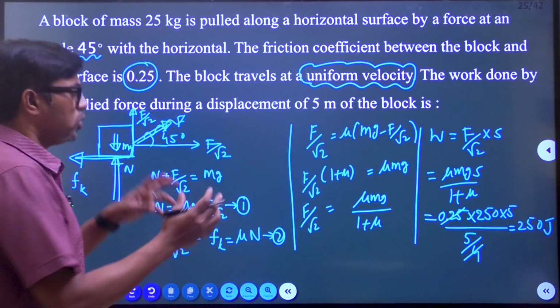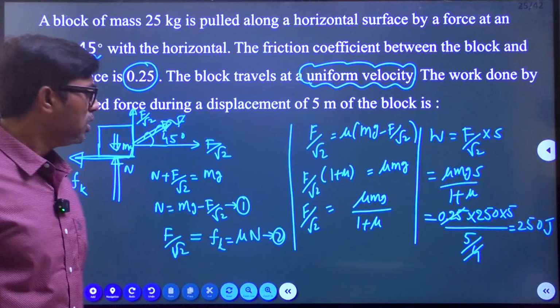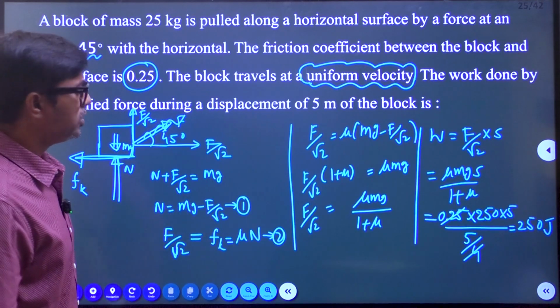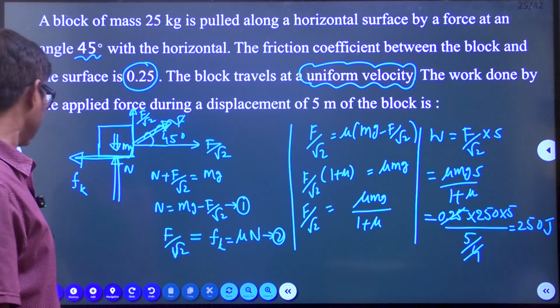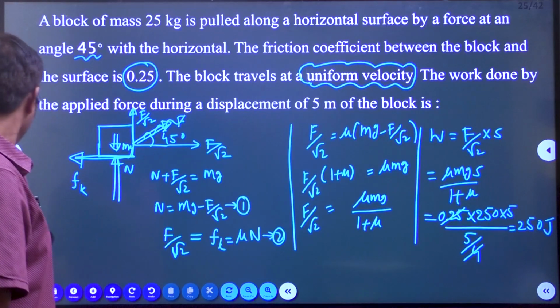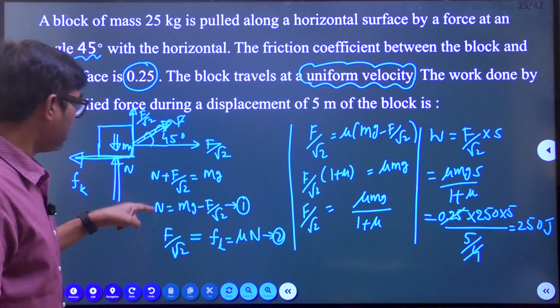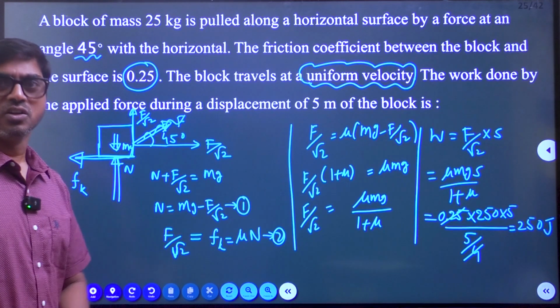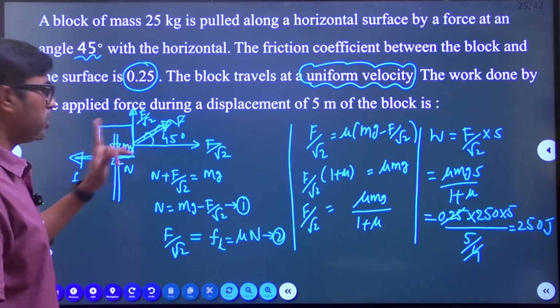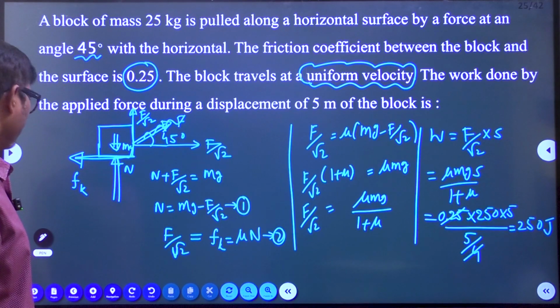So basically it is Newton's law application and also work done. Very straightforward. A little manipulation you have to do, but you should be able to do this kind of problems by identifying the important steps here. So here normal reaction is changing. Normal reaction is not mg. It is changing because of the applied force. That's one important care we need to take.